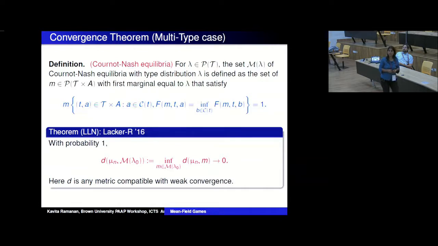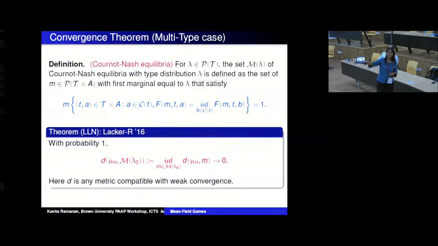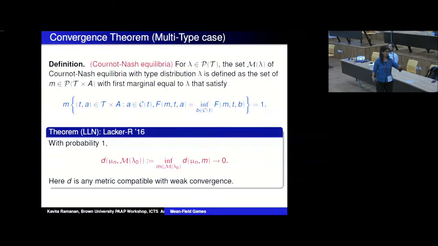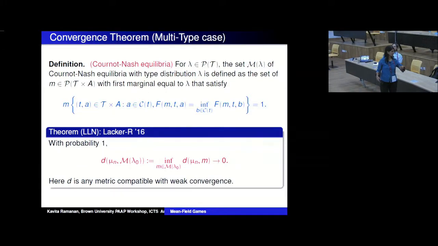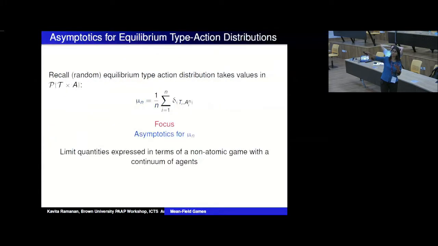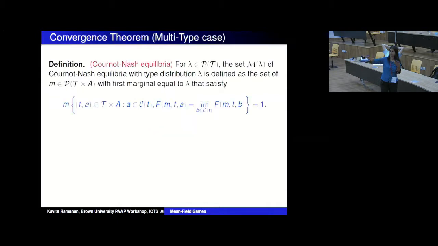Pardon? Lambda 0 is where I chose my types from. For the mu n, my types are IID sampled from lambda 0. So that was my original type. This is for any lambda. This is my set, my M lambda. But my mu n was defined with the types IID from lambda 0. Okay, that's the connection.